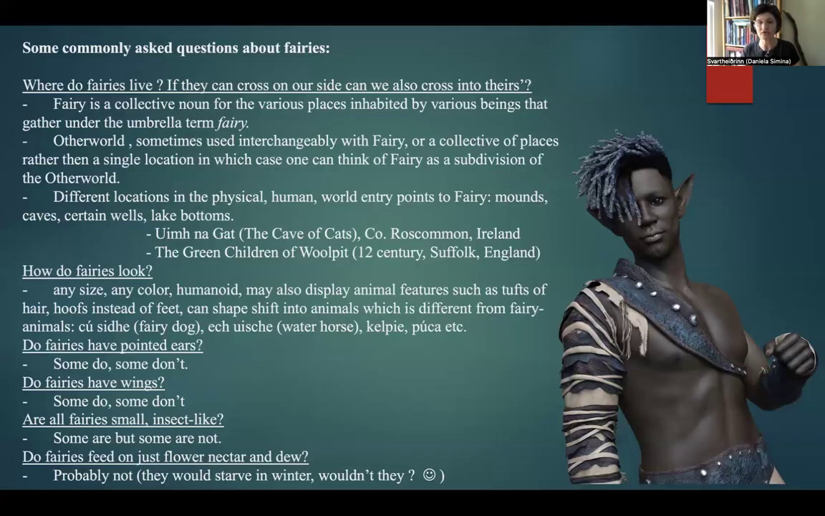Cú Sídhe, that's the Irish fairy dog. Each uisce, that's the water horse. We have the kelpie, we have the puka. So that's a wide variety. Do fairies have pointed ears? We're used to seeing nowadays, and their ears keep growing with each reiteration and AI reworking of the fairy portrait, that they distance themselves more and more from how fairies used to be seen. To my understanding, yes, they do have pointed ears. But they're never this long.